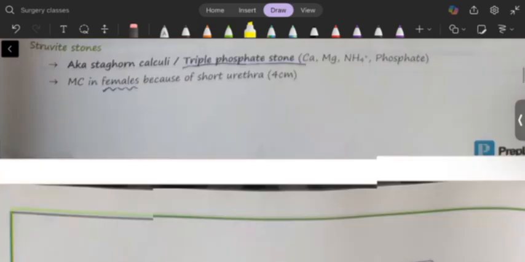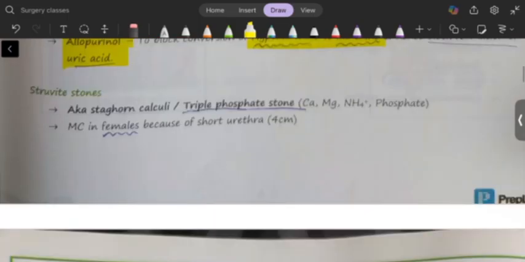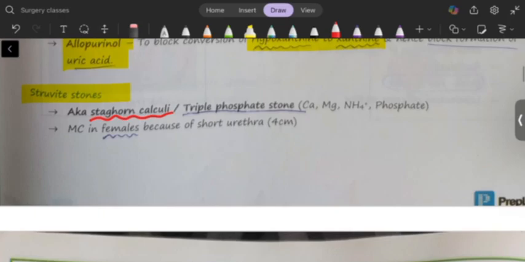Okay, so next type of stone being struvite stones. So these are also known as staghorn calculi. ಸೊ ಸ್ಟ್ಯಾಗ್ ಹಾರ್ನ್ ಅಂದರೆ ಏನು ಹೇಳ್ಬೋದು, it's a special type of deer, ಏನಂತೀವಿ ಸಾರಂಗ ಅಂತಲೂ ಕರಿತೀವಲ್ಲ. So it will be like having a special type of horn. ಸೊ ಲೈಕ್ ದಿಸ್.